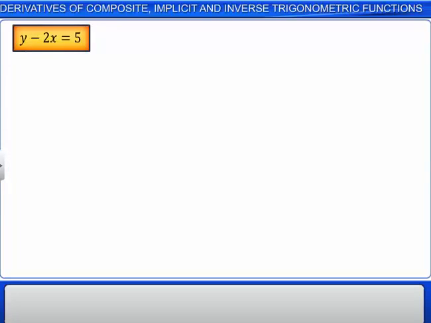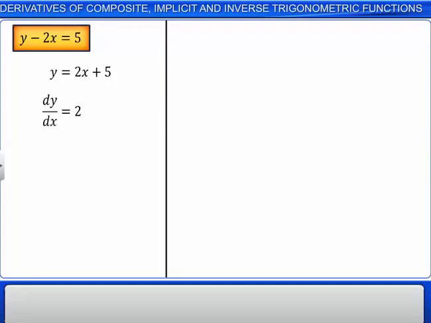First, we'll express the equation as y is equal to 2x plus 5. The derivative of y with respect to x is equal to 2. Alternatively, we can also differentiate the equation with respect to x on both the sides.